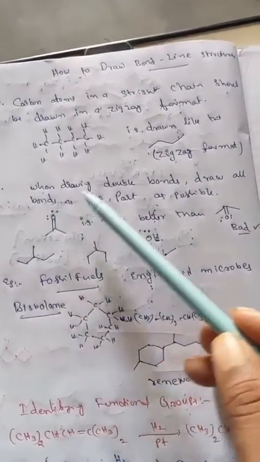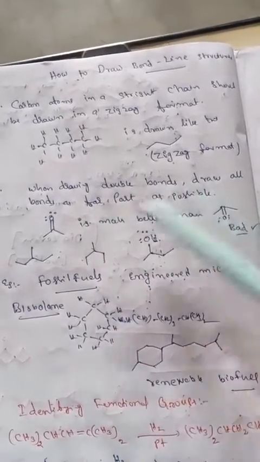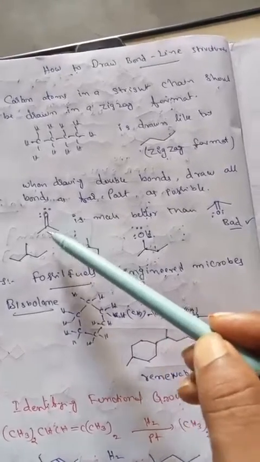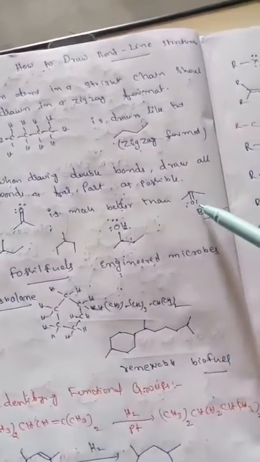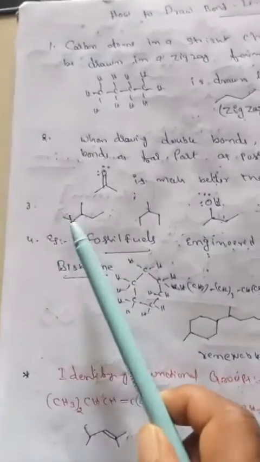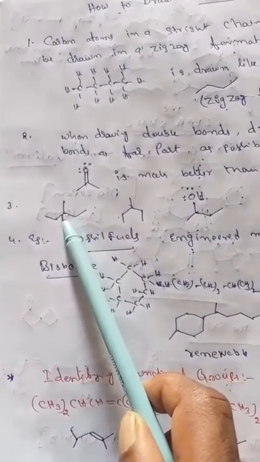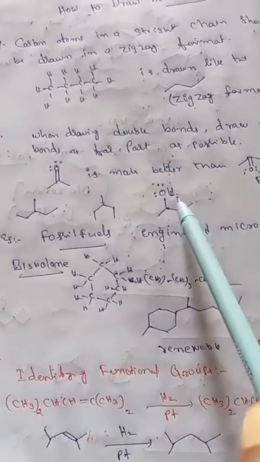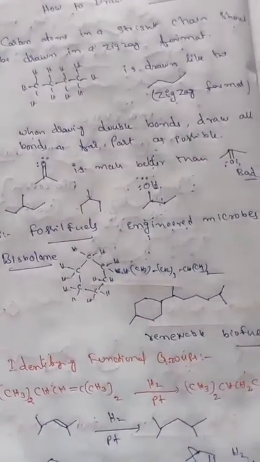The second one: when drawing a double bond, draw all the bonds as far apart as possible. For example, between carbon and oxygen there is a double bond, so we must make a distance. So this is the correct representation, and this representation is better than that one. This is the bad representation. And you can see this one: 3-methylpentane, and we can represent it like this, also correct, and this is also correct. And this is 2-butanol. So these are the representations drawn.